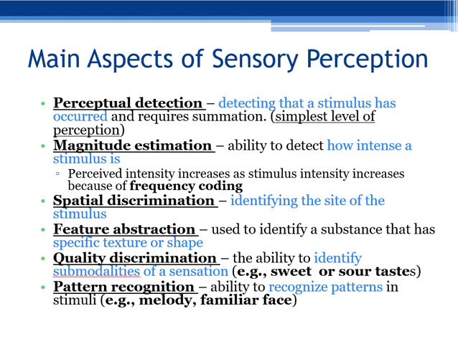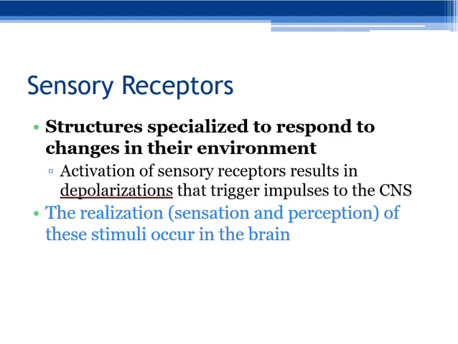Feature abstraction, specific texture or shape. And quality discrimination kind of goes with feature abstraction, and that's helping identify submodalities like not just texture and shape, but also flavors. And pattern recognition helps us recognize something like a melody or a familiar face because it's the ability to recognize patterns.